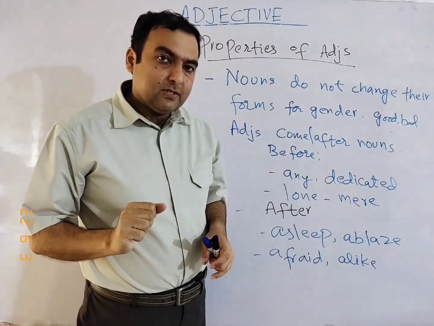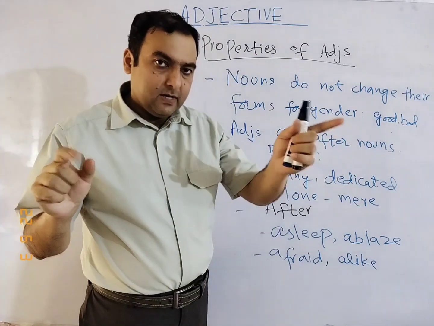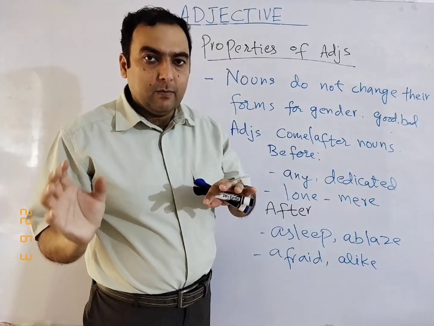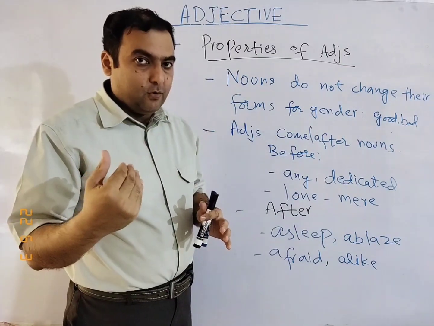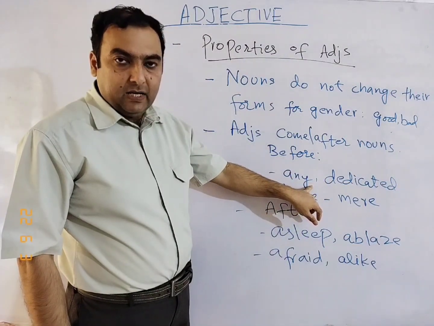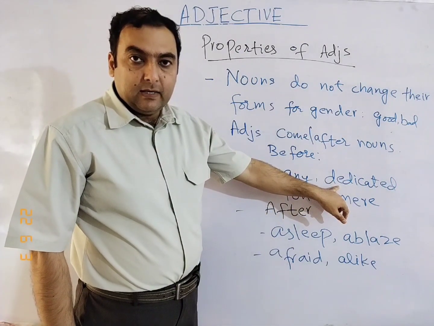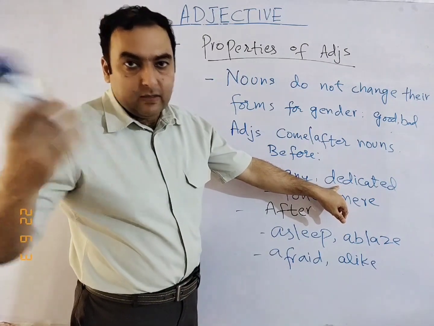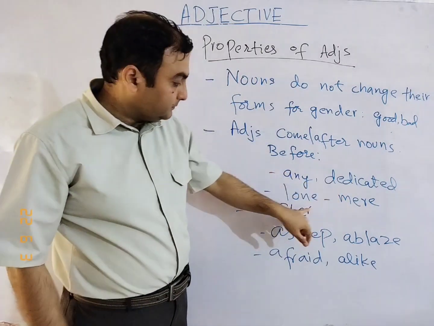Now about the position of adjectives. Should we use adjectives before nouns or after nouns? Well, most of the adjectives are flexible. They can either come before or after. But there are certain adjectives which come only before nouns. For example, any, like do you have any information about that person? For example, dedicated, like a dedicated father. As a dedicated father, he did many things for his children. So dedicated will come only before a noun.